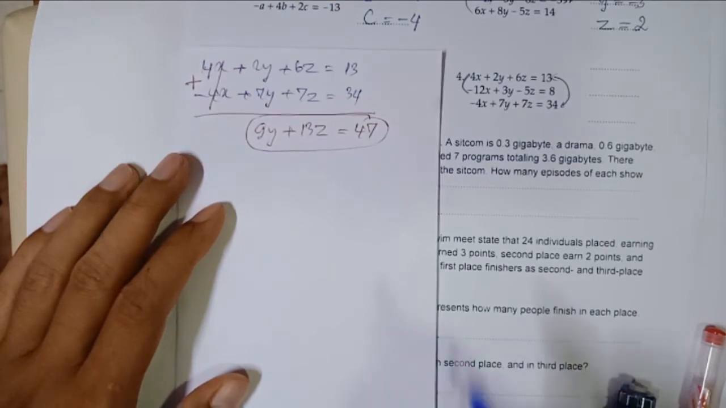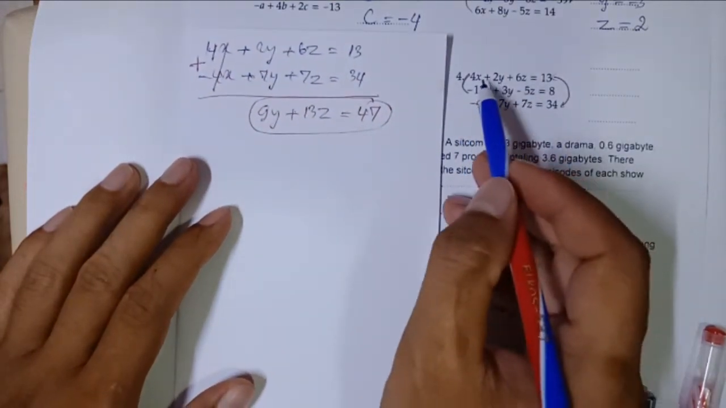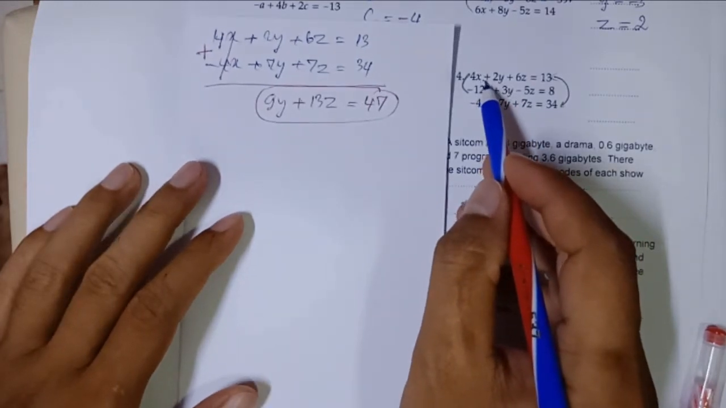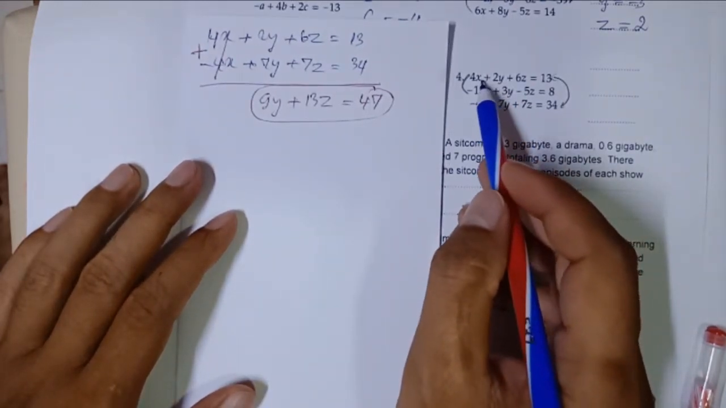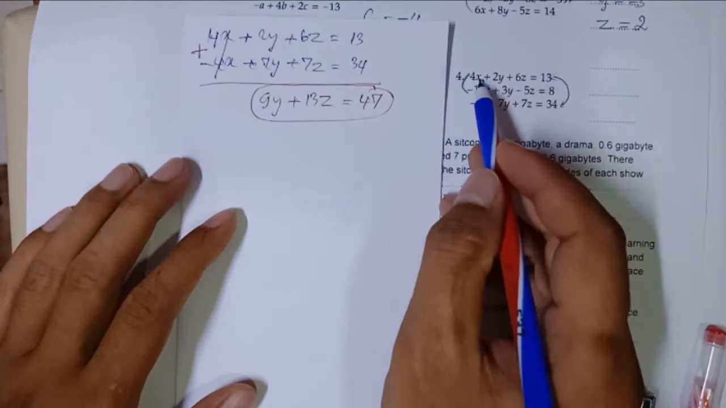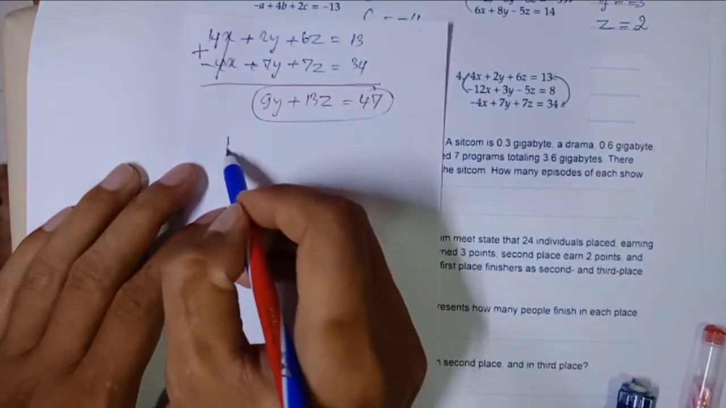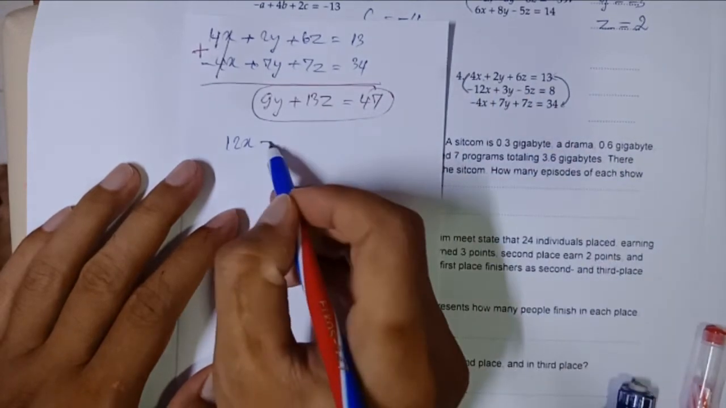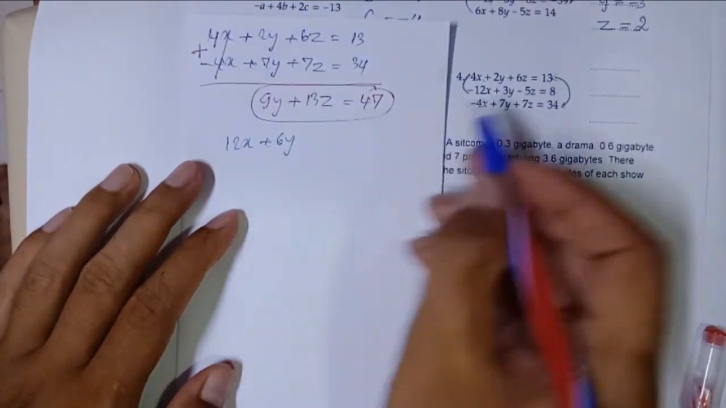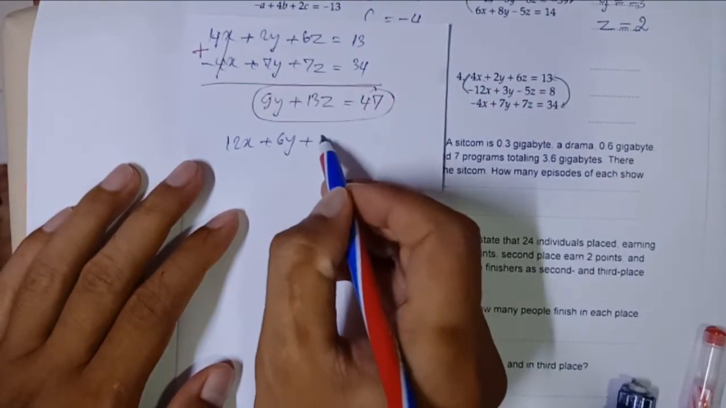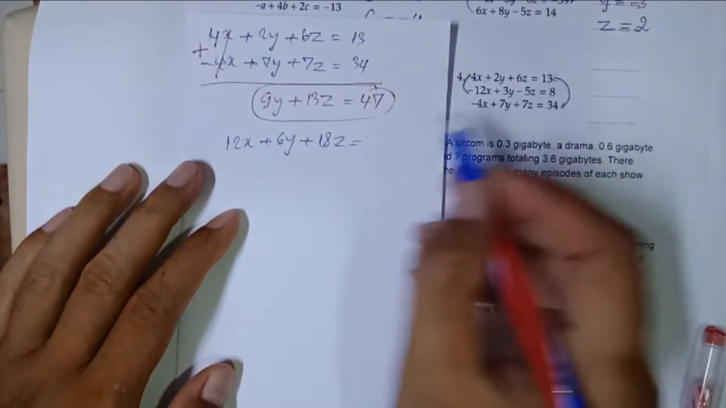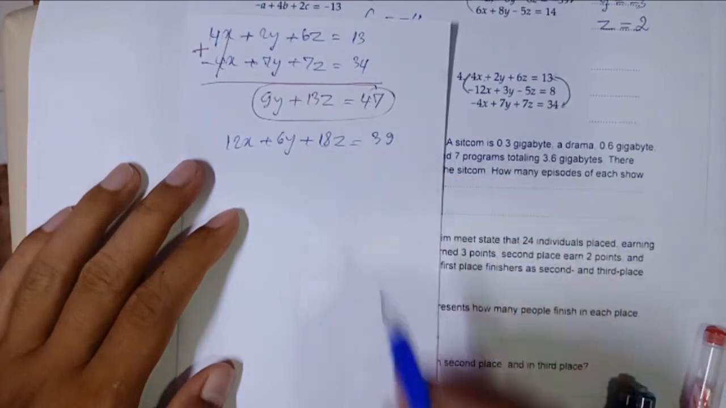First and second, since we want to eliminate x, it is going to be eliminated at 12. So I'm going to multiply the first one by 3 so that it will become 12 as well. So 4x times 3, 12x, 2y times 3, 6y, 6z times 3, 18z, and then 13 times 3, 39.